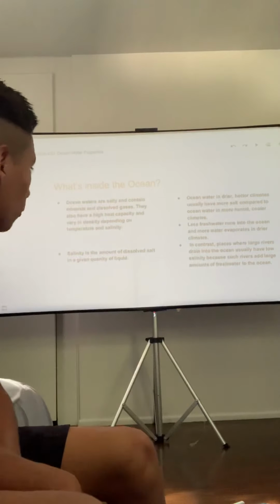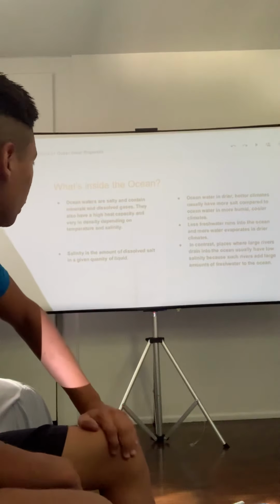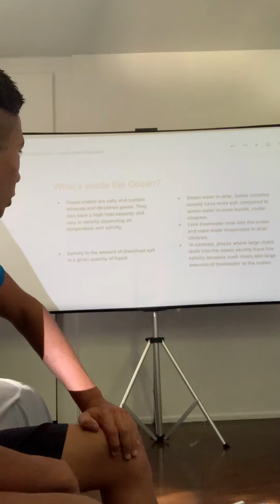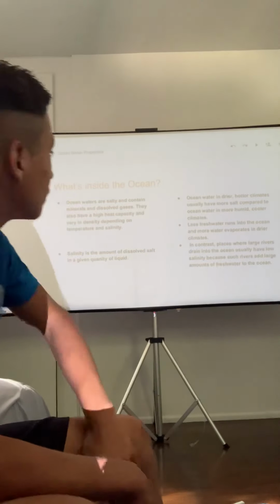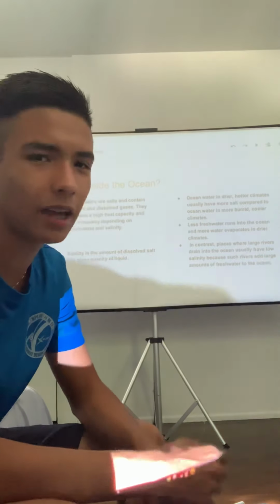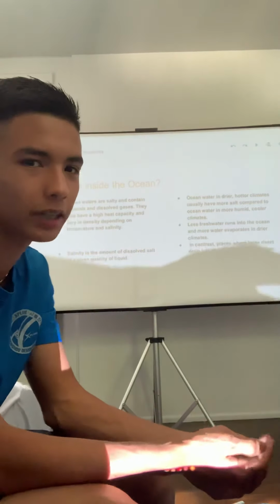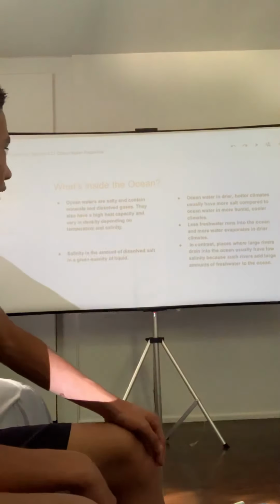So if I go to the fourth bullet point, I'm going to be talking about how less fresh water runs into the ocean and more water evaporates in drier climates. So what this is talking about is how more of everything from the ocean is evaporating, so more of the fresh water that's coming in is evaporating, and that's what's happening here.